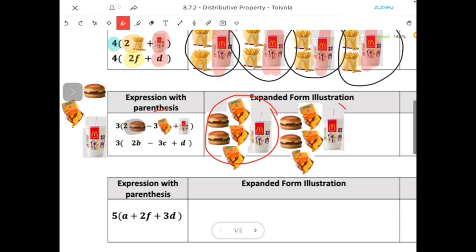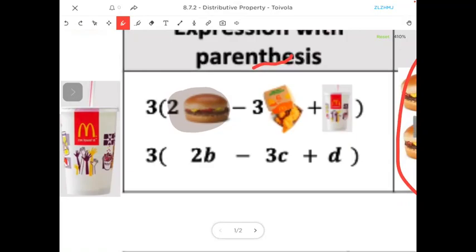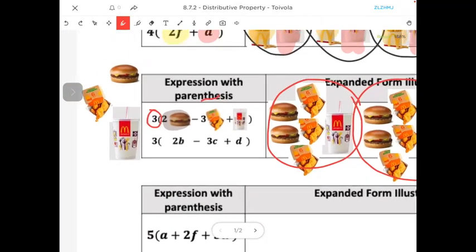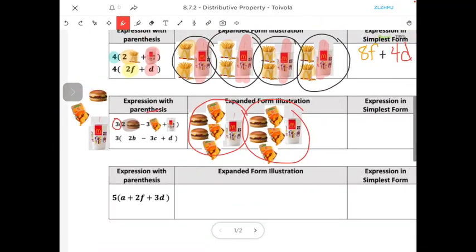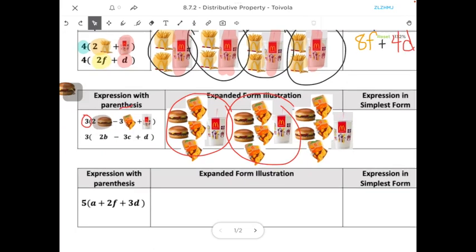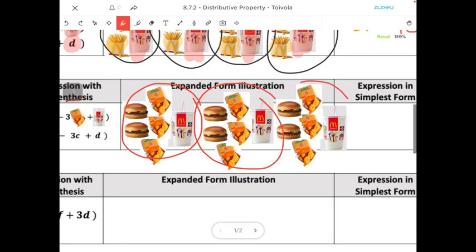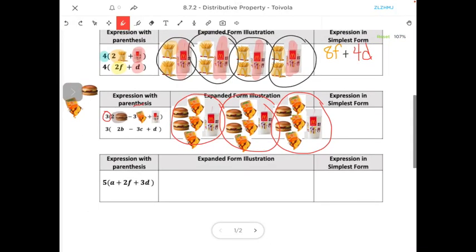My goodness, there's 2. But because that number in front is 3, we need to do this 3 times. 2 burgers, 1, 2. I'm even out of space. 3 nuggets, 1, 2, 3, and a drink. There we go. This has happened 3 times now. Now I'm going to put it in simplest form. So let's find all the burgers.